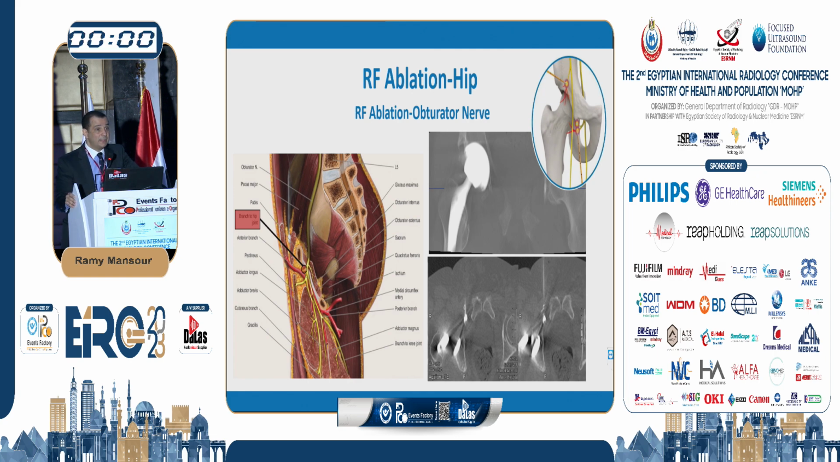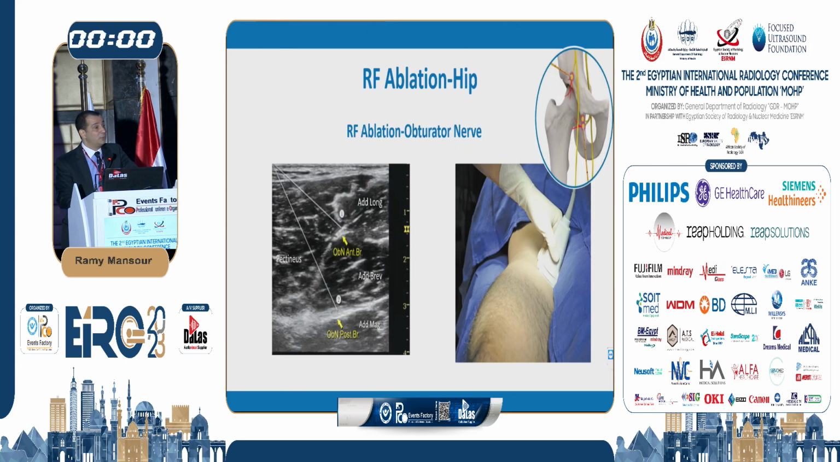Something that we started doing for those patients is the obturator nerve for patients with hip pain, with severe osteoarthritis, or pain after total hip replacement. You can ablate the anterior branch of the obturator nerve, which supplies the hip. You can see in this patient we've done a monopolar approach, and it went very well. You can do it under ultrasound if you have the skill to ablate the anterior obturator nerve.